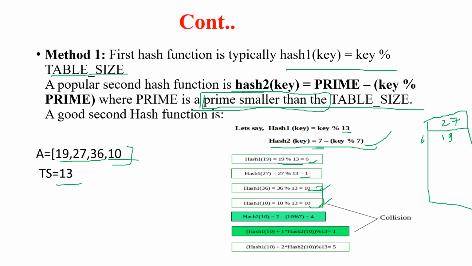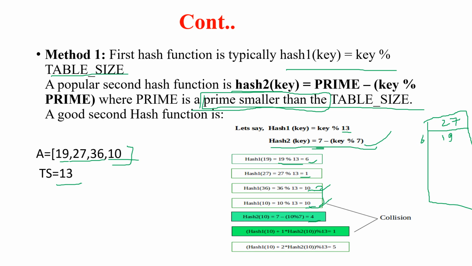Now what will you do? As I said, for calculating the second index, what will the second hash function be? Prime minus key modulus prime value. Here I am taking prime as 7. So 7 minus 10 modulus 7, if you calculate, you will get 4. This 10 is the first index and 4 is the second index.